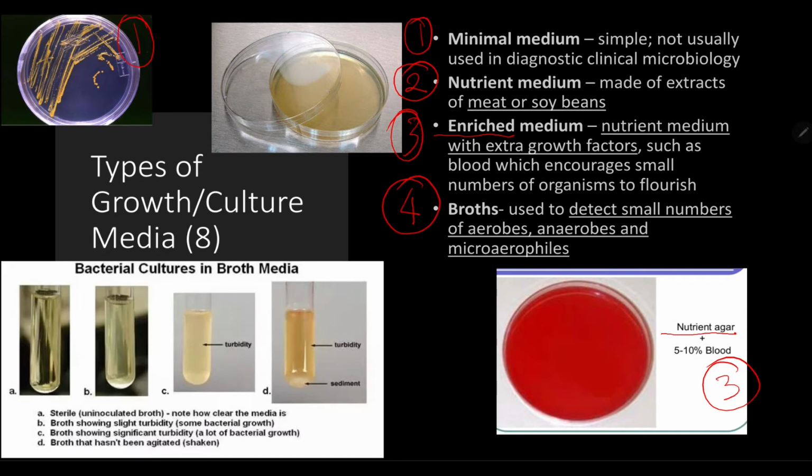You can easily identify broth because it is liquid, and when it is liquid, it has to be in a test tube like this. Number 1, 2, 3, the minimal, nutrient, and the enriched medium, are all in the Petri dish. It starts as liquid, and when we pour it into the Petri dish, it will solidify. But number 4, broth, is still in a liquid state, and therefore has to be in the test tube.